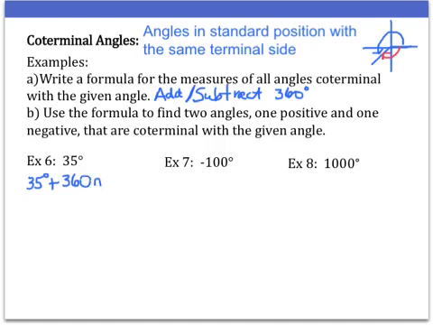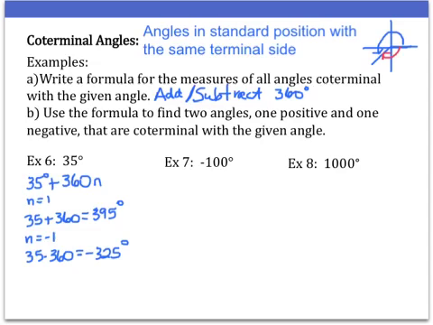So n can be positive and negative, so I'm going to let n equal positive 1 first. So that means we're going to spin it around one time, and that gives me 395 degrees. Now, I'm going to go the opposite direction, so I'm going to let n equal negative 1. That means we're going to spin it clockwise one time. So we'd have 35 minus 360, and that's a negative 325. So I found two angles coterminal with 35 that are positive and negative.